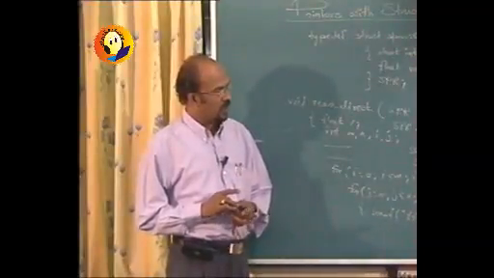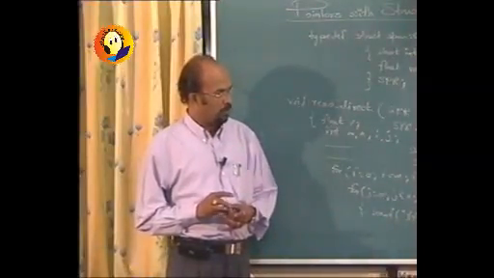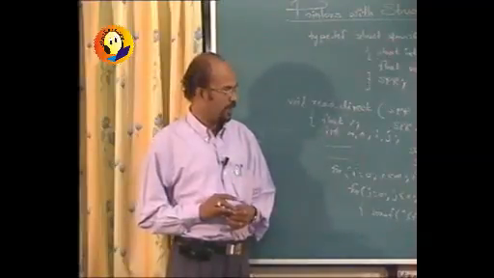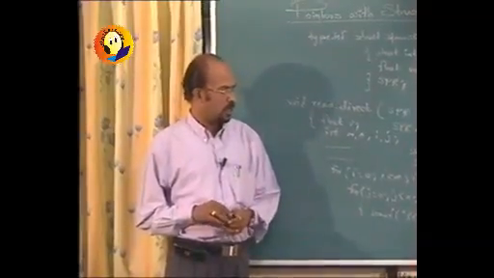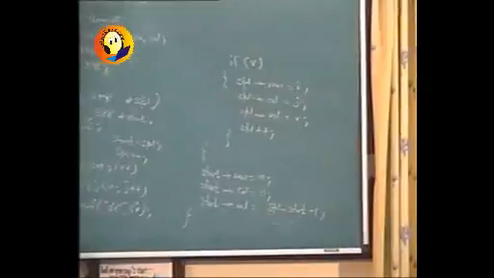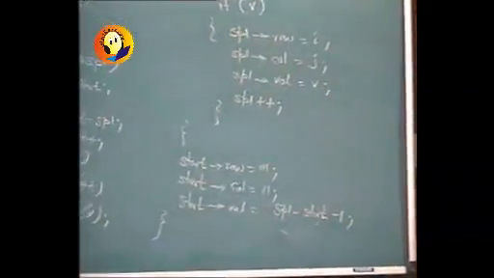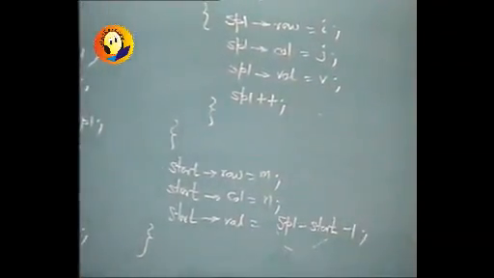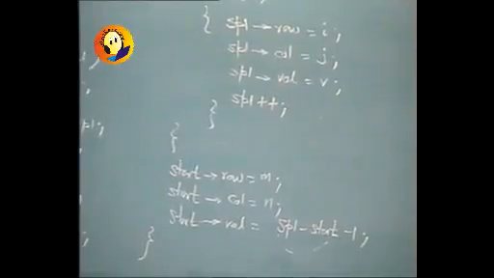It is start arrow row equal to M, start arrow column equal to N, and start arrow val equal to SP1 minus start minus 1.